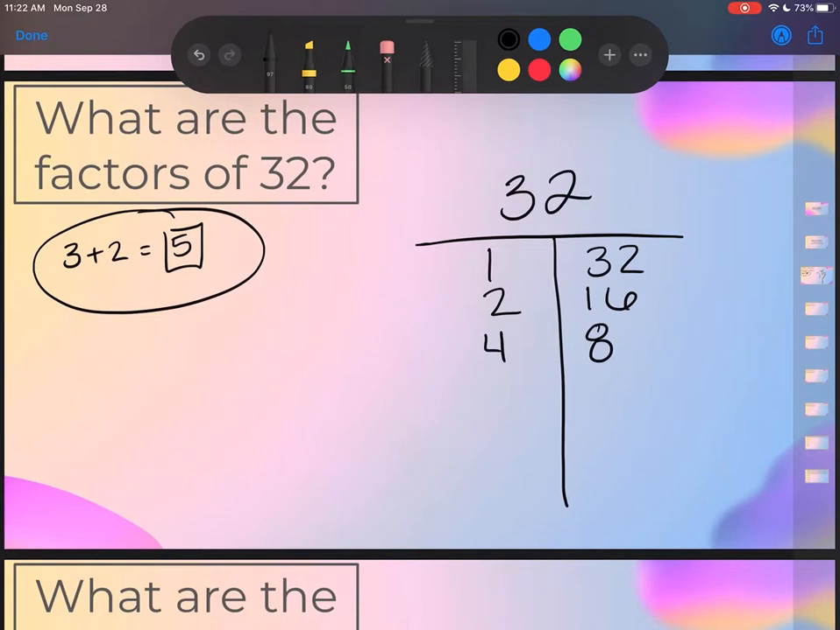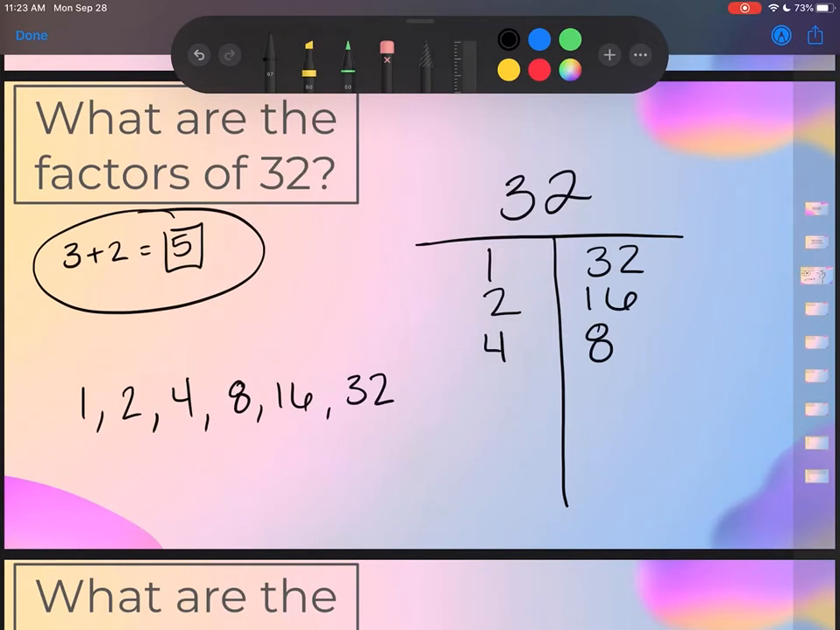So what about 7? If I think about my multiples of 7, I have 7, 14, 21, 28, 35. So 32 is not on there. So 7 times something isn't 32. So these are all of my factors for 32. If I were to list them out, my factors for 32 would be 1, 2, 4, 8, 16, 32. In order to figure this out, I also had to think about my math facts.